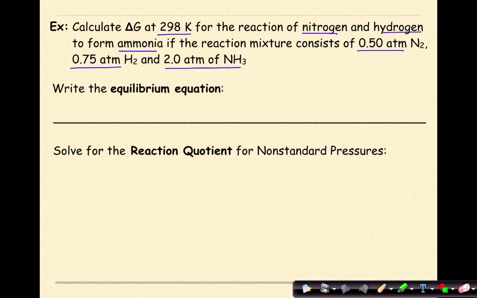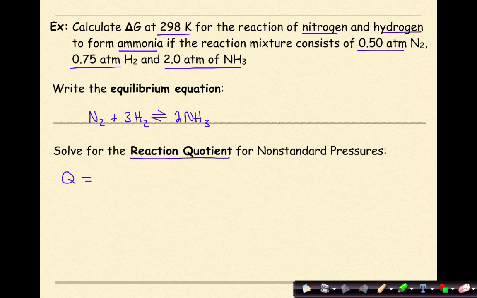So the first thing that we're going to do is to write the equilibrium equation, where we have N2 plus 3H2 double arrow 2NH3, because I'm that good that I can write it and balance it at the same time. After we write the equilibrium equation, we're going to solve for the reaction quotient for non-standard pressures, where Q, if you remember, is our reaction quotient.